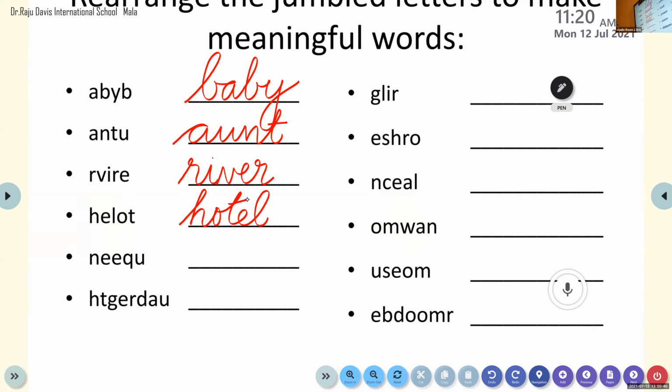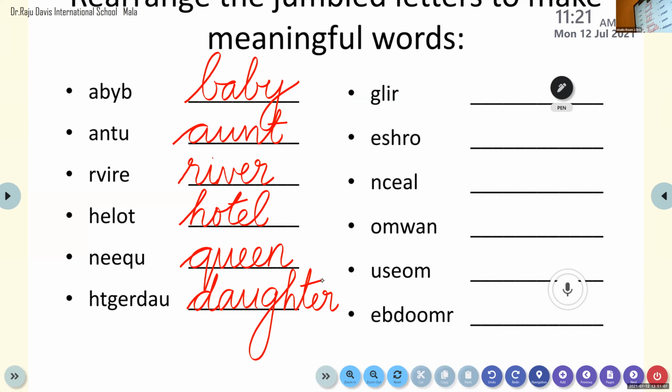As we have finished with this exercise, children, I'm moving forward. We have a few more words at the end of this exercise to complete. When I reach there, we will do it. So it is queen, Q-U-E-E-N. I hope all of you have completed this. This is daughter. It is also a 2-syllable word. So please do write it. We have finished with all these 6 words.